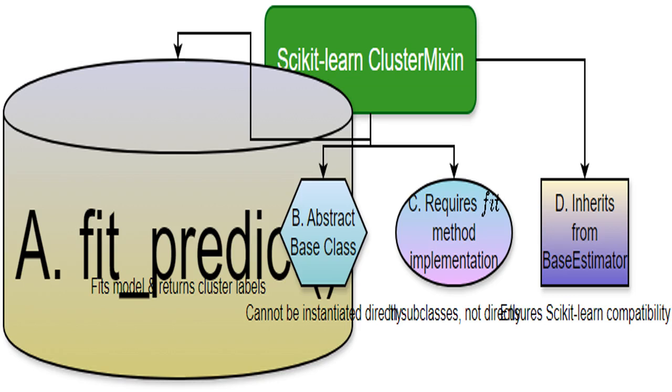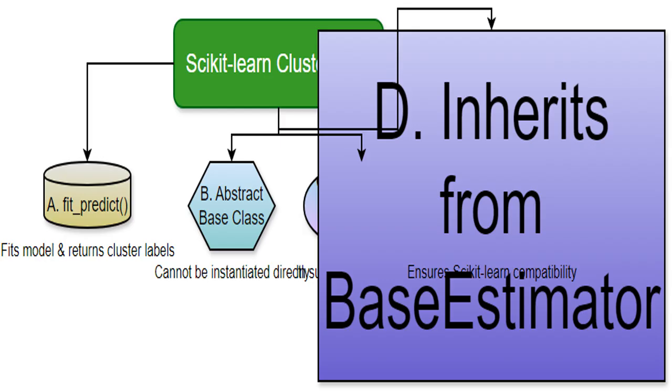The fit_predict method? That's a really convenient function that combines model fitting and prediction. First, it fits the clustering model to your data. Then, directly after fitting, it gives you the assigned cluster labels. It simplifies the process. No need to call two separate functions. Pretty neat, huh?